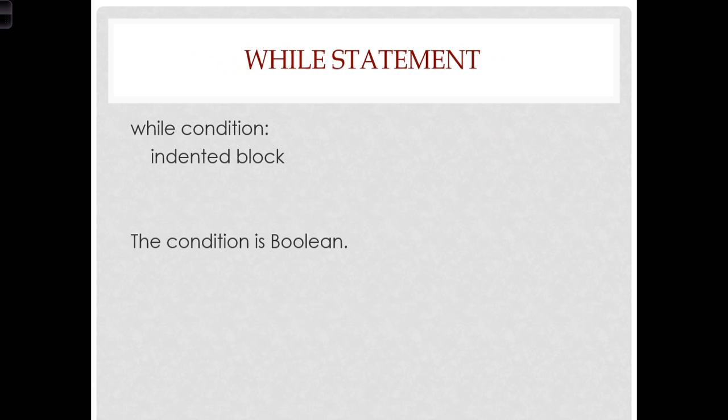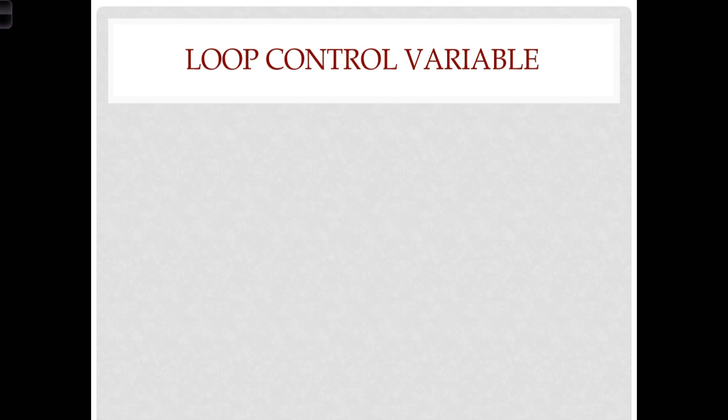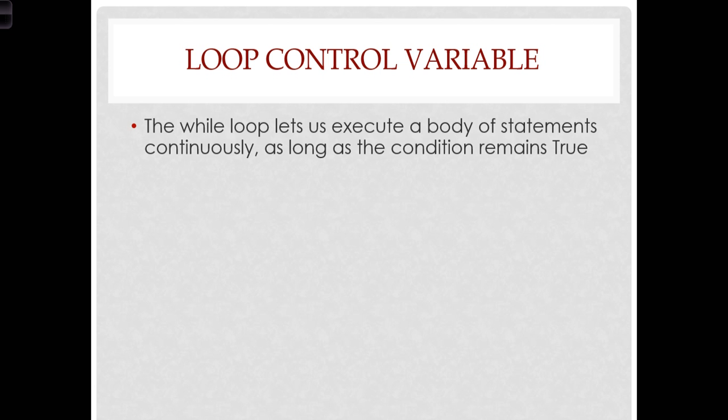So we're going to use something called a while statement, and in Python we'll have the keyword while followed by a condition, followed by a colon, followed by a block of statements, and I indicate that it's an indented block. The condition that we're testing is Boolean, so we're going to have a true or false result from that. In order to do this, we'll use a loop control variable.